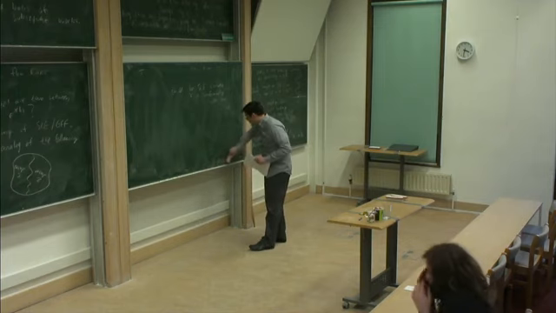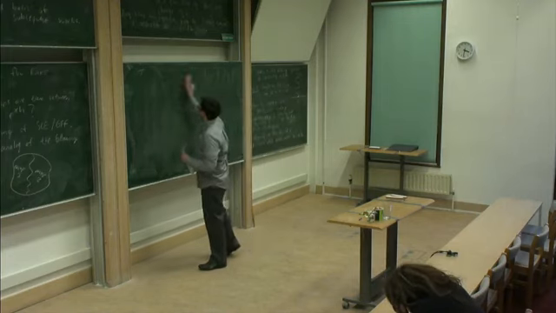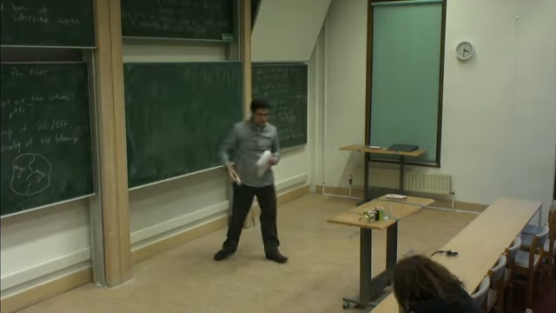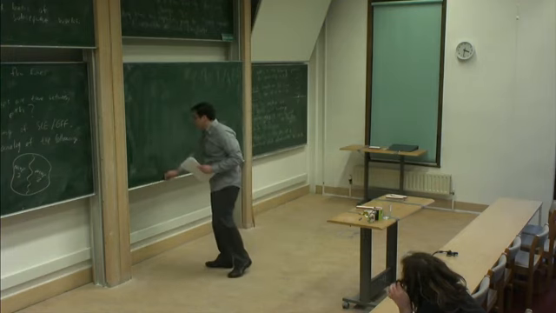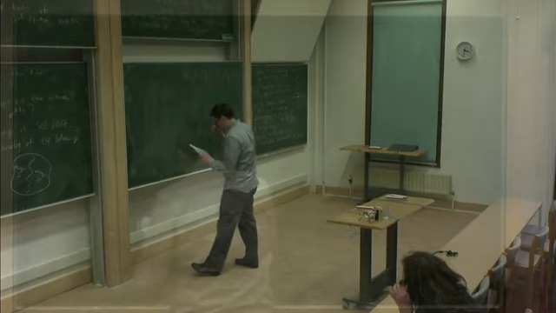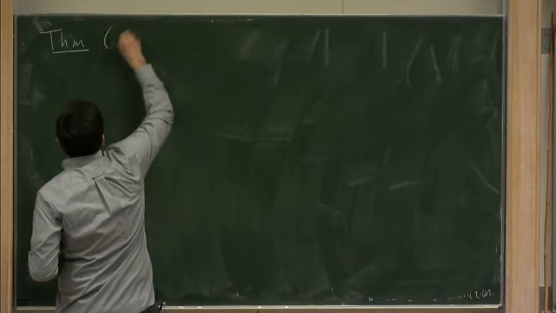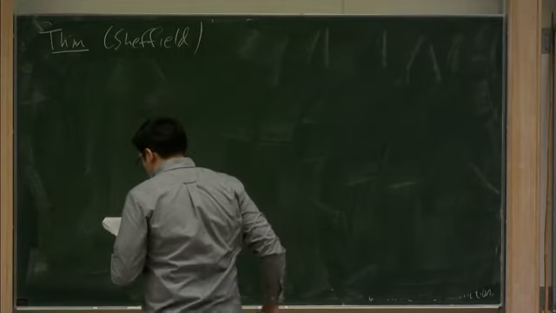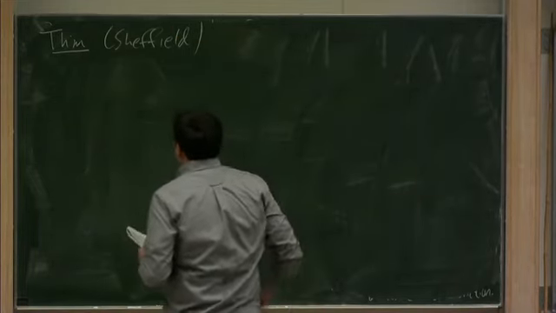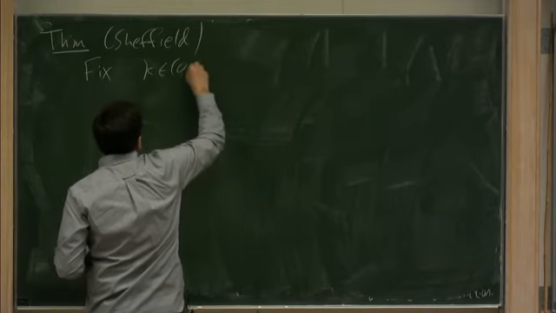All right, so now what I'm going to do is state the basic SLE Gaussian free field flow line coupling result. The statement that I'm going to give is based on Scott's paper on this topic, on what he calls the quantum zipper. So here's the theorem statement, due to Scott. For convenience, I'm just going to fix kappa between 0 and 4.